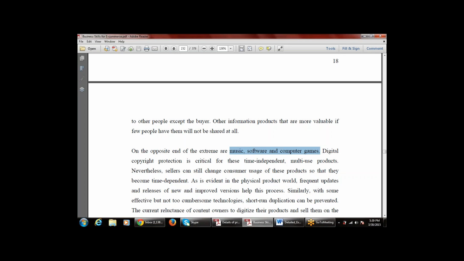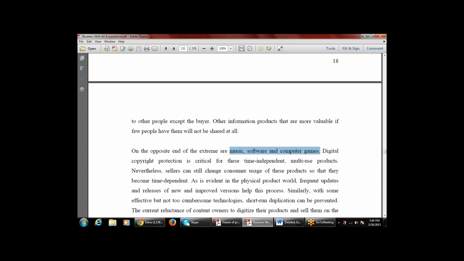Sellers can still change consumer usage of these products so that they become time dependent. As is evident in the physical product world, frequent updates and releases of new and improved versions help this process. So in order to make these products applicable for digital protection, frequent updates and new versions are needed. Similarly, with some effective but not too cumbersome technology, short-term duplication can be prevented.